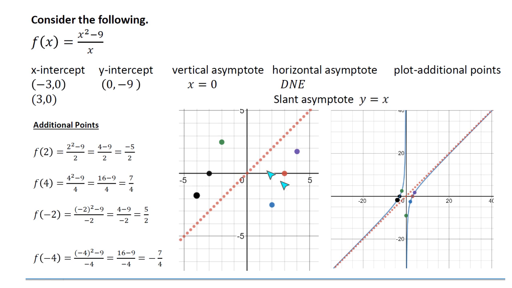And if you were to graph it, it looks something like this. So we have these points here. My slant asymptote is going right through the middle. And if I pick these additional points, then when I graph it, it will look something like this.